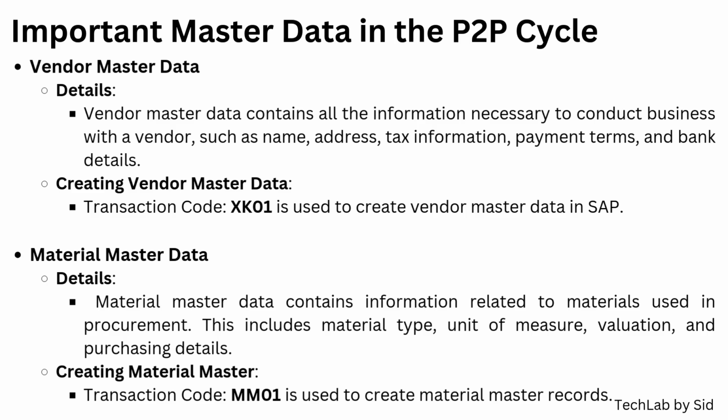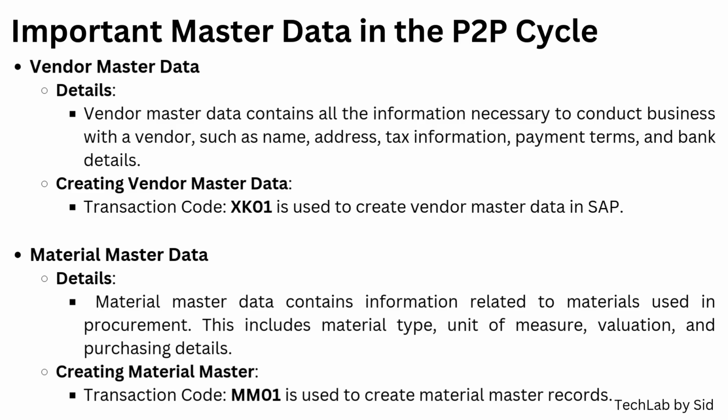Key master data elements include vendor master data, material master data, purchase info records, and the source list. Vendor master data holds critical supplier information like contact details, payment terms, and bank account info. Using transaction XK01, businesses can quickly create and update vendor records, ensuring smooth transactions and timely payments.